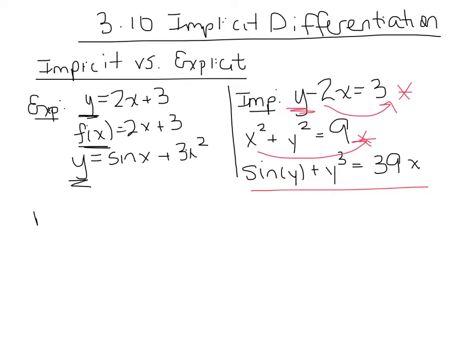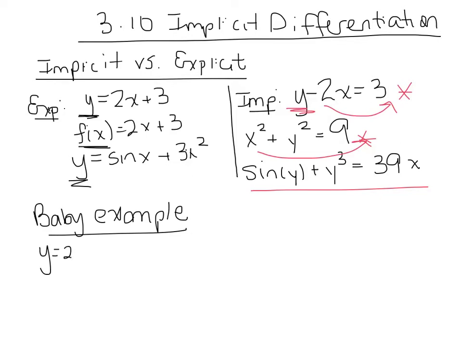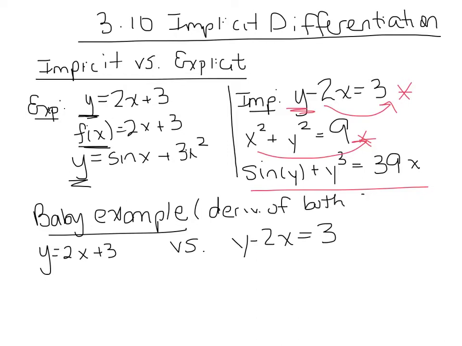So we're going to start with this little baby example to kind of think about how to do this. So we have y equals 2x plus 3, and we're going to compare that to y minus 2x equals 3. We actually already know how to take the derivative of everything that we see here in front of us, and the main idea is that we're going to take an equation like this and take the derivative of both sides. So that's kind of the big idea today, is that we're going to look at an equation and take the derivative of both sides. Whatever you do to one side, you do to the other. So here we would take the derivative of this.